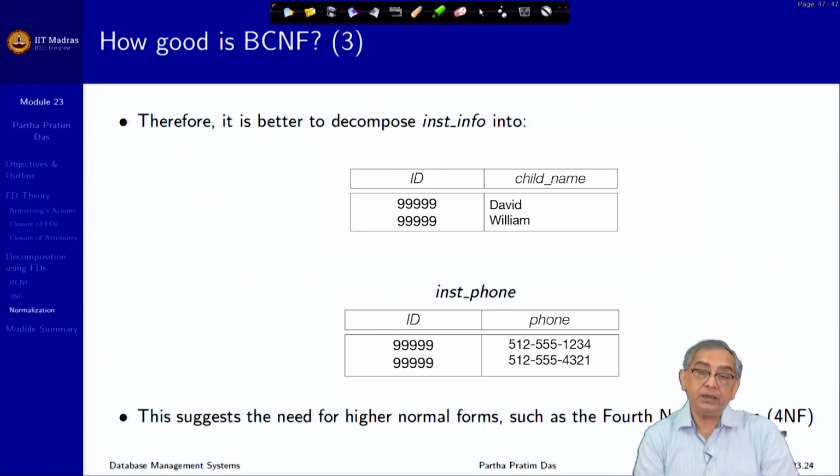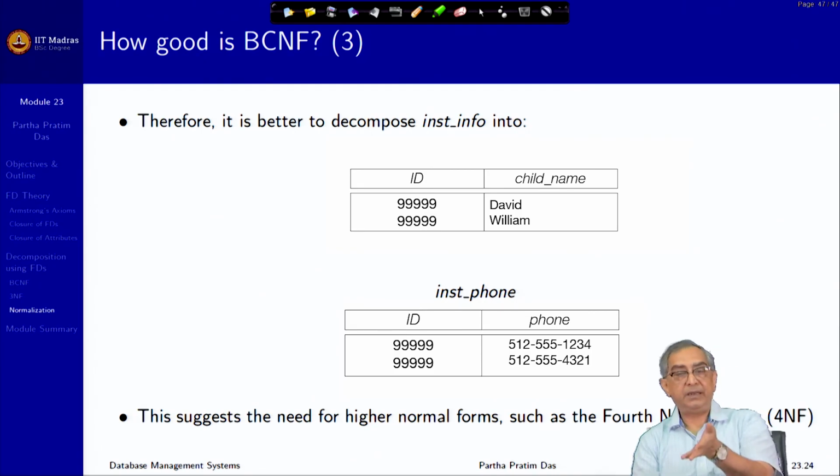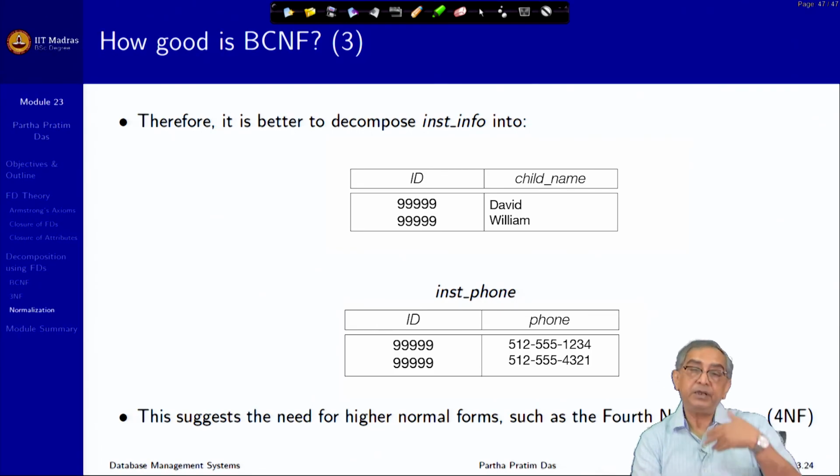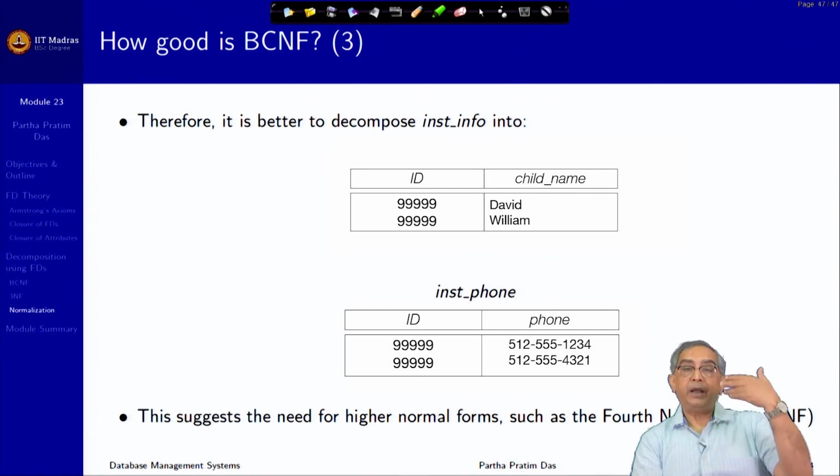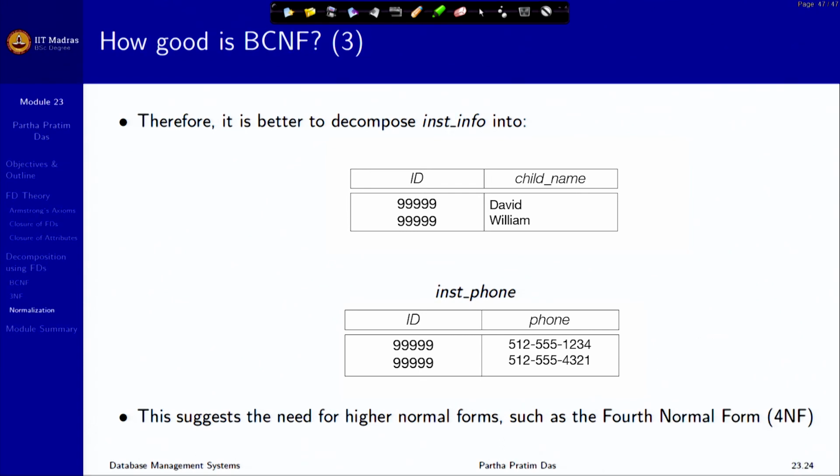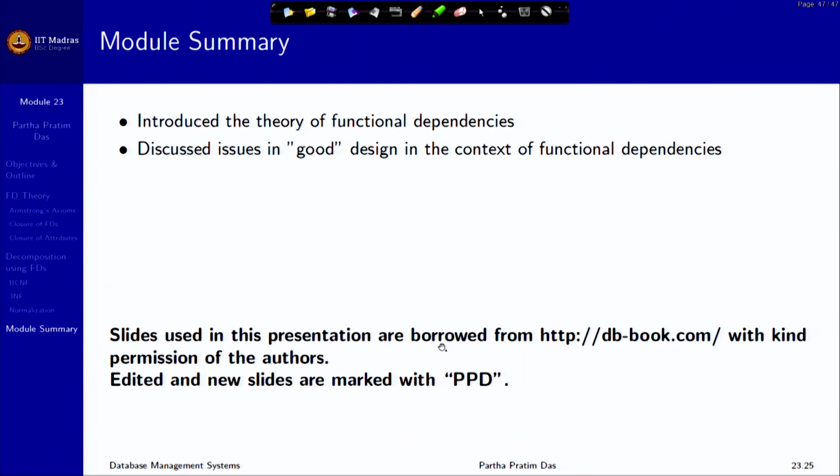Since this is already in BCNF, naturally it is in 3NF. So, 3NF is not going to solve this problem. This leads to even higher orders of normal forms, typically a fourth normal form, of which we will talk later. So, in this module we have introduced and expanded on the theory of functional dependencies, and talked about the basic normalization forms BCNF and 3NF, of which we will have to discuss more, and discuss the good design concept in the context of functional dependencies.